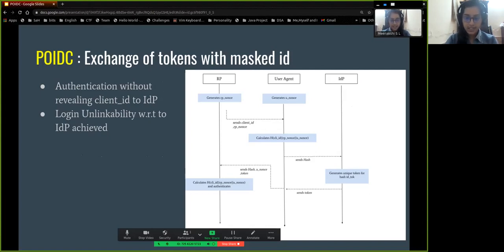Now, if the calculated hash and the hash supplied by the user agent match, it authenticates. So here we mask the client ID, but how would the identity provider know that I'm not giving a token to a wrong relying party?